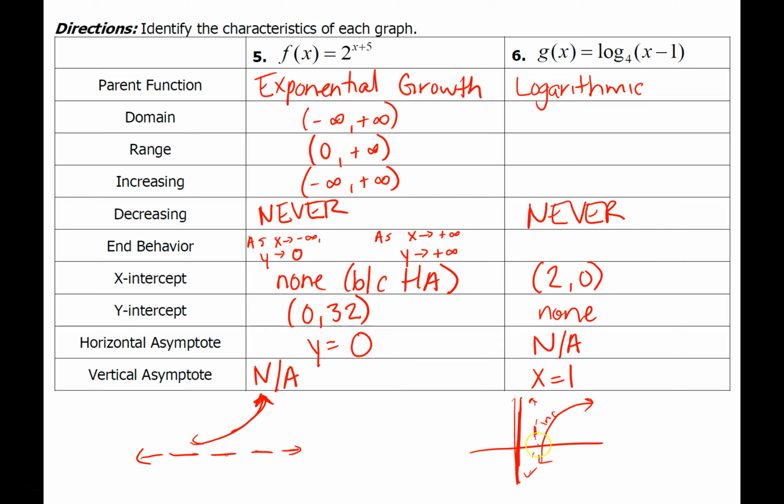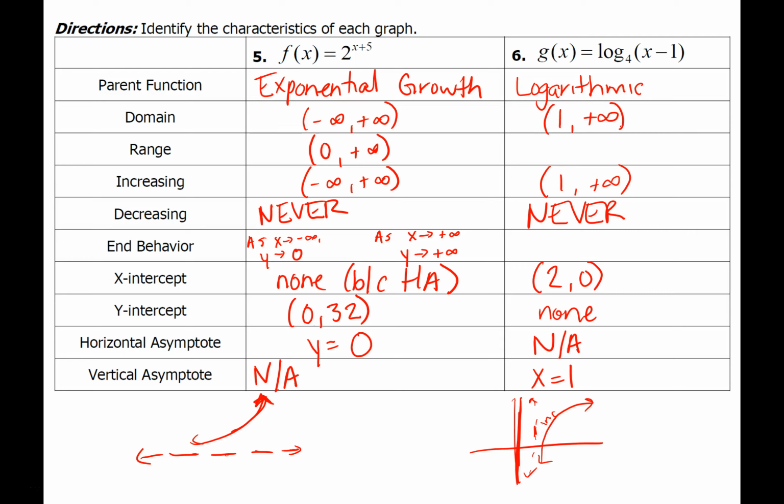The increasing starts at the asymptote, which was at 1. So that means it starts increasing at 1 and it goes all the way to the right. The domain for this one is not going to be all real numbers. Notice that it starts on the left at the asymptote. So again, that's going to start at 1 and go all the way to the right.